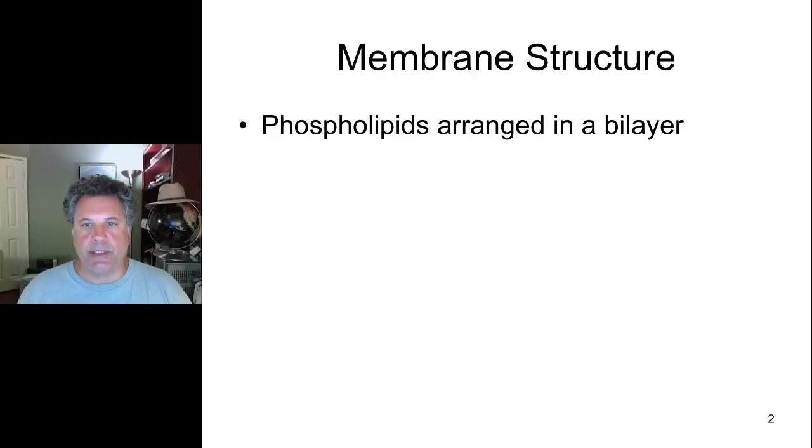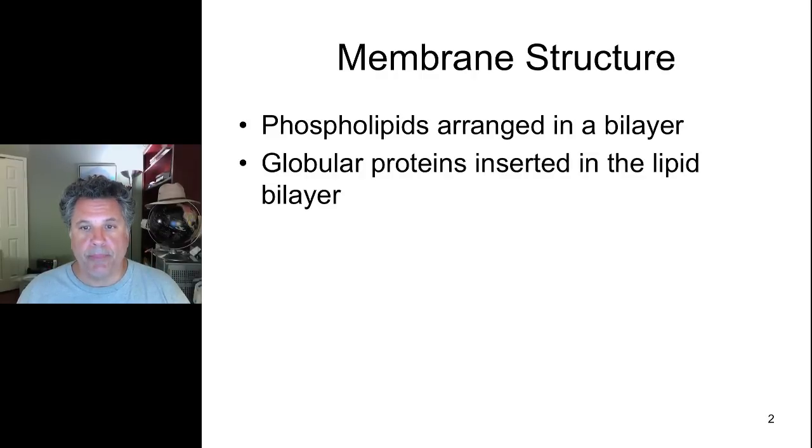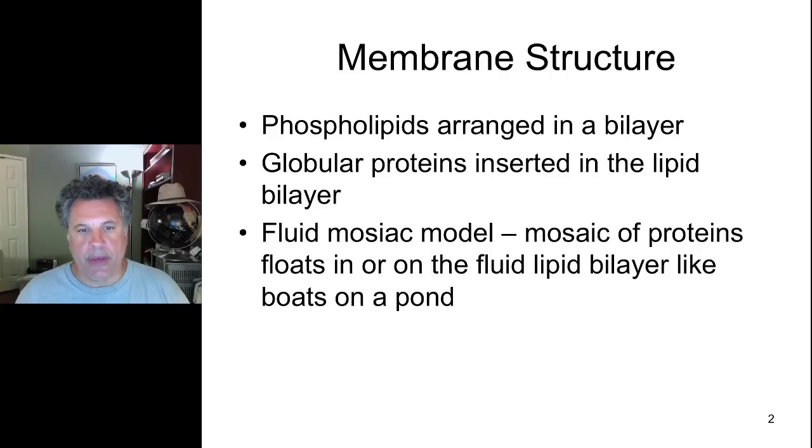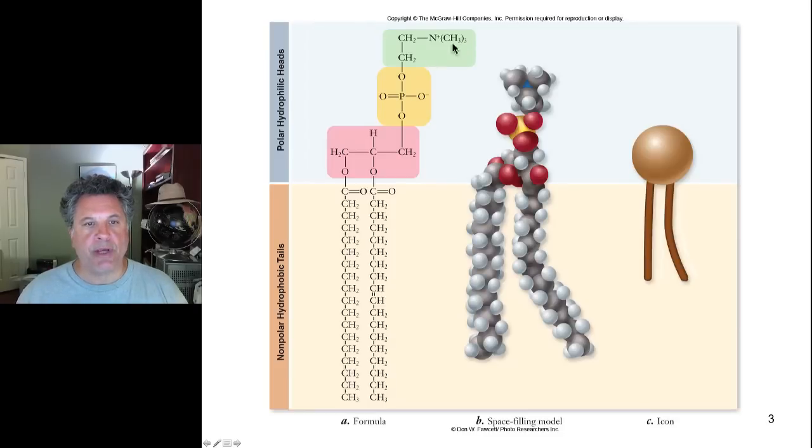We know that phospholipids are arranged in a bilayer. We've covered that already. What we haven't talked about is that proteins can be inserted in the lipid bilayer of membranes. The model for the membrane involves a mosaic of proteins that floats in the fluid lipid bilayer. So the lipid bilayer is rather fluid, and the proteins float in it rather like buoys float in the ocean, or like boats on a pond. And we've covered this already.